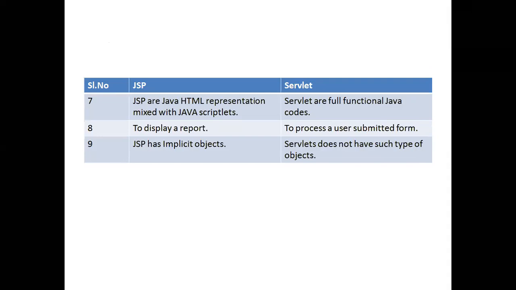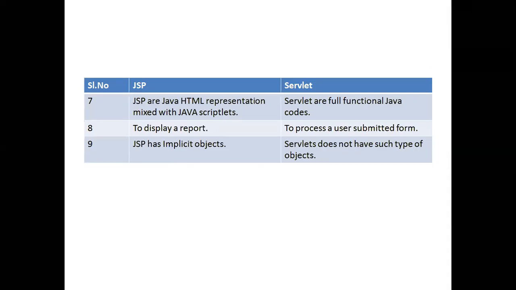Last and not the least important difference is that JSPs have implicit objects. On the other hand, servlets, which are pure Java, don't have any concept called implicit objects. So if you want to use an object, go ahead and create an object of that particular class and use it. In JSPs, on the other hand, the JSP container already has so many objects available during runtime.